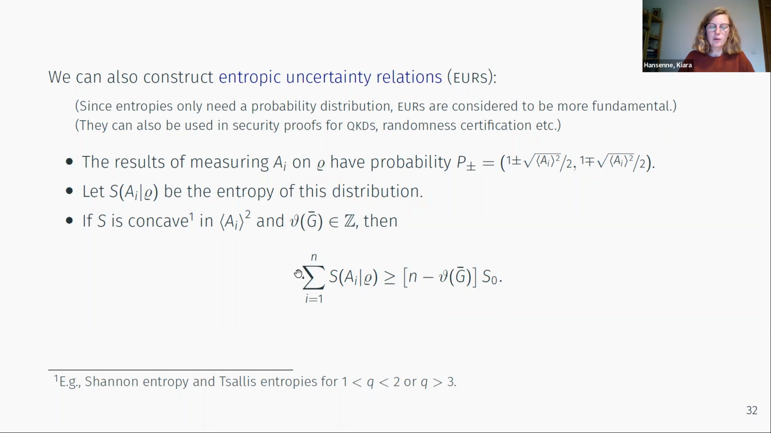Well, then we end up with this entropic uncertainty relation, meaning that if we sum the entropies depending on our observable and our state, they are lower bounded by number of observables minus lowest number of anti-commutativity graph times S0, which is just the entropy of the probability distribution 1/2, 1/2. Okay, so using this, we now have an entropic uncertainty relation based on our anti-commutativity graph results.